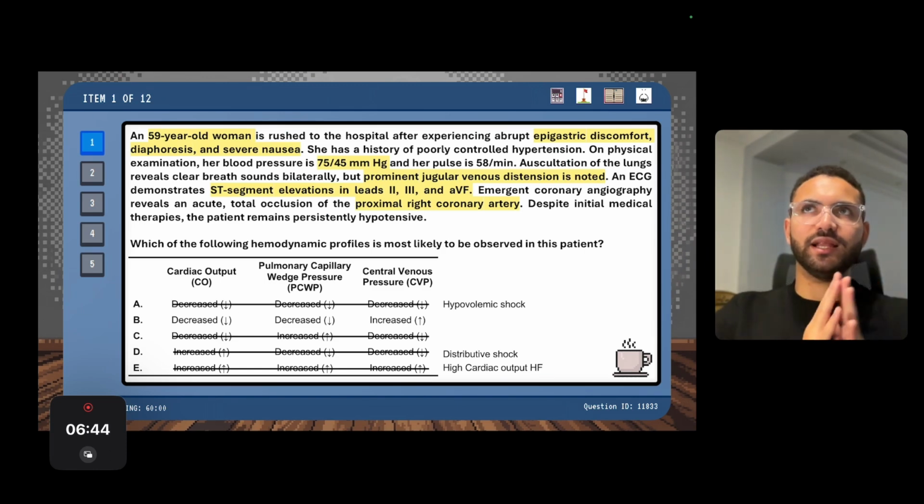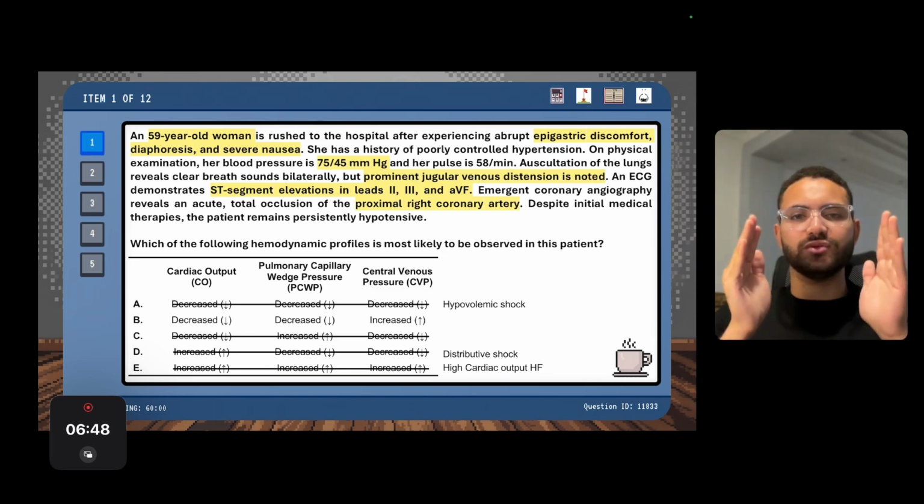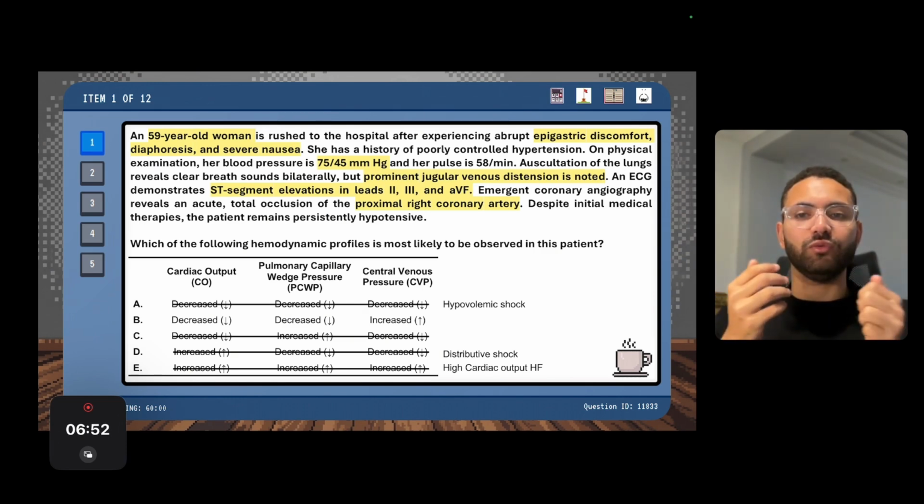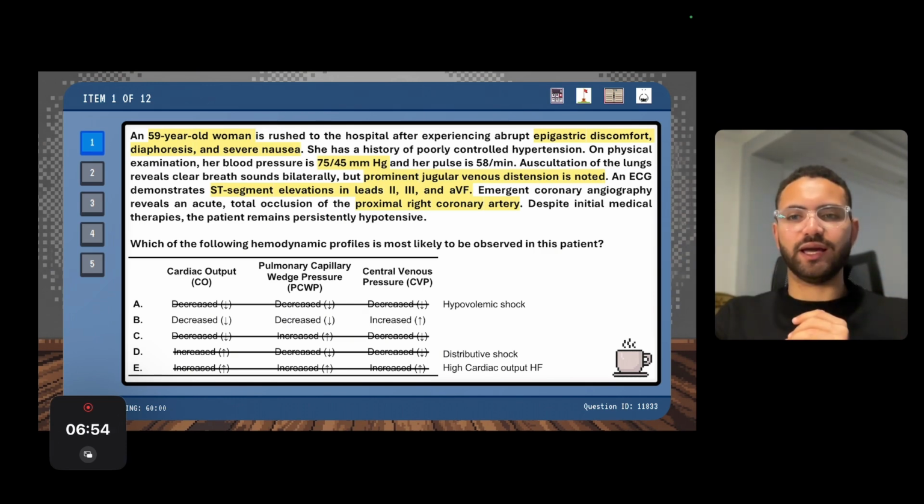But again, as I said, it's a posterior MI, so the right ventricle is infarcted, so it can't pump the blood well to the lung and then to the left side. So of course there will be no accumulation of blood in the left side, and the pulmonary capillary wedge pressure will be low.